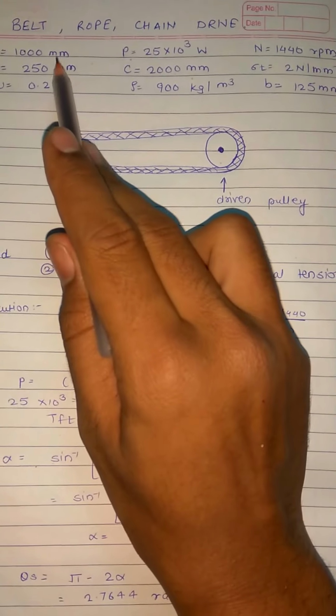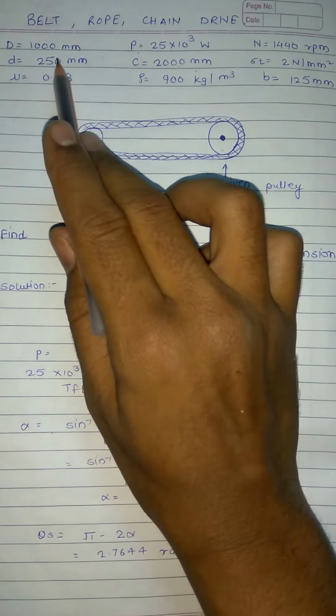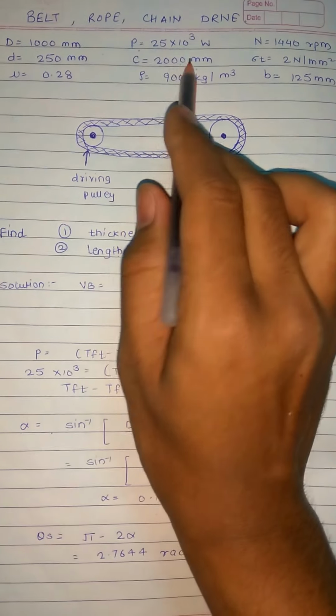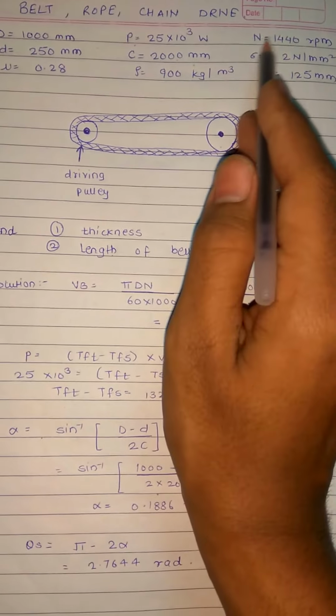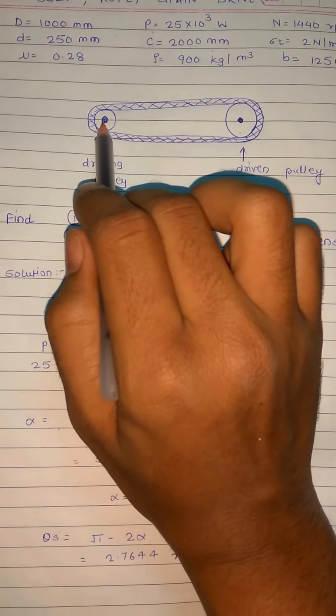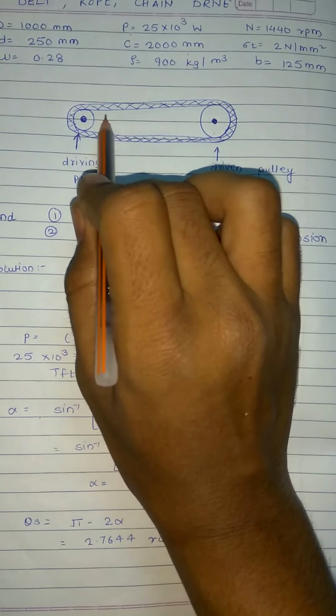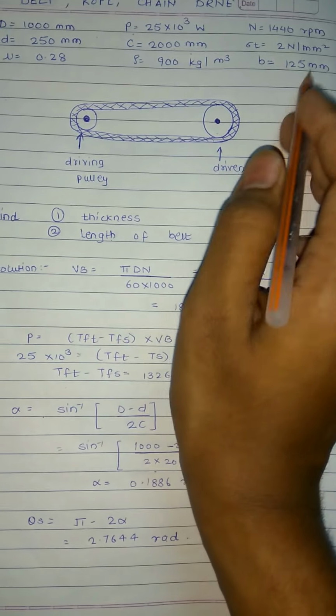So we have been given the larger diameter 1000 mm. We have been given the smaller diameter 250 mm. The power for the driving pulley is given as 25 kilowatt. The speed of the driving pulley is given as 1440. The center distance, that is the center between both the pulleys, is given as 2000 mm.